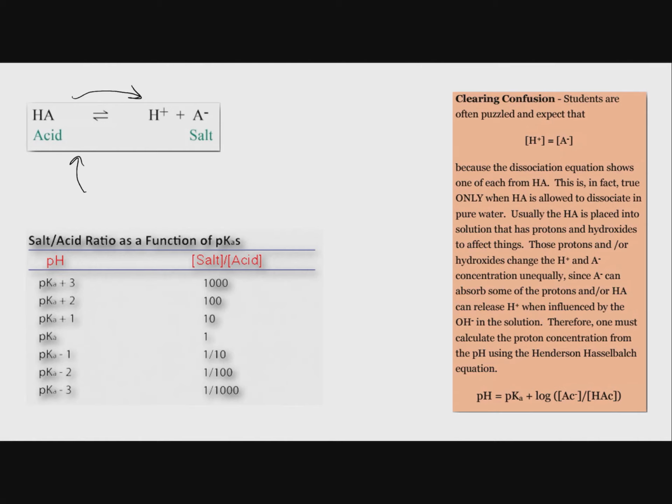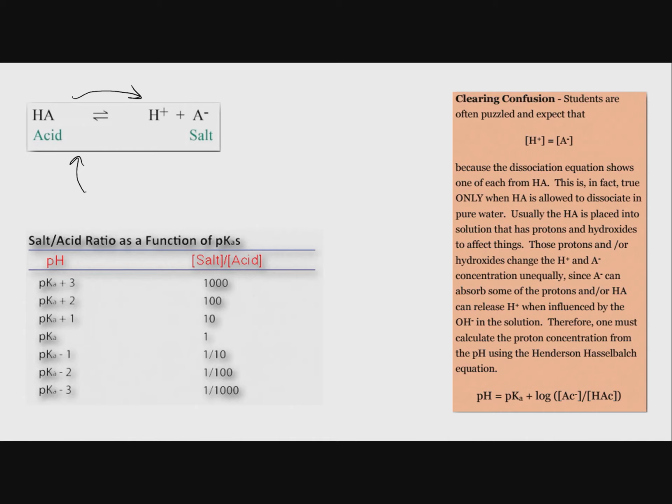Essentially, the reason that these are not always equal to each other is because this only happens when pure water dissociates, right? Any other time, there are going to be hydrogen ions and hydroxide ions present in that solution, and they're going to react with either the H plus or the A minus to form salts or to form water. And so we have to calculate their individual concentrations independently.